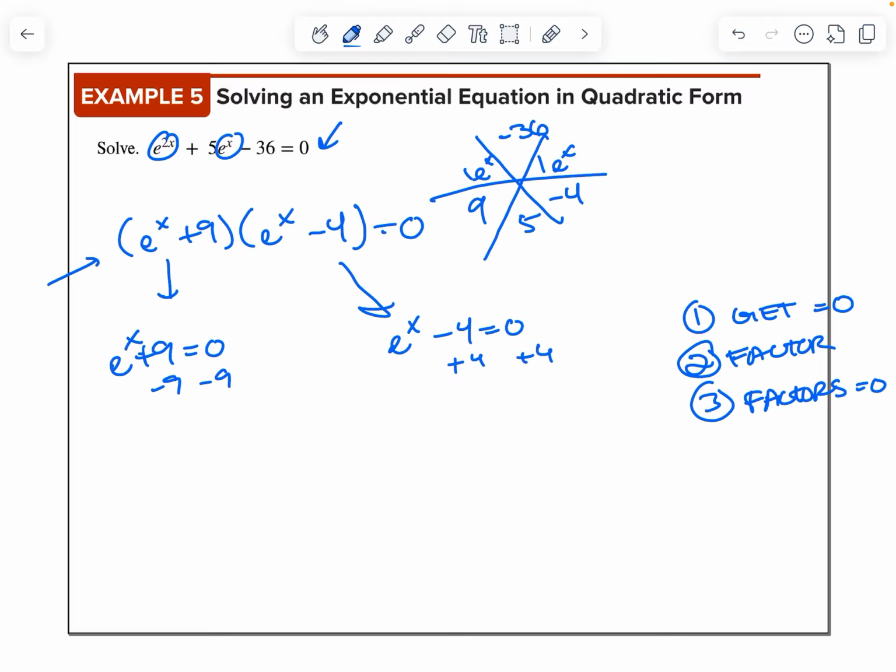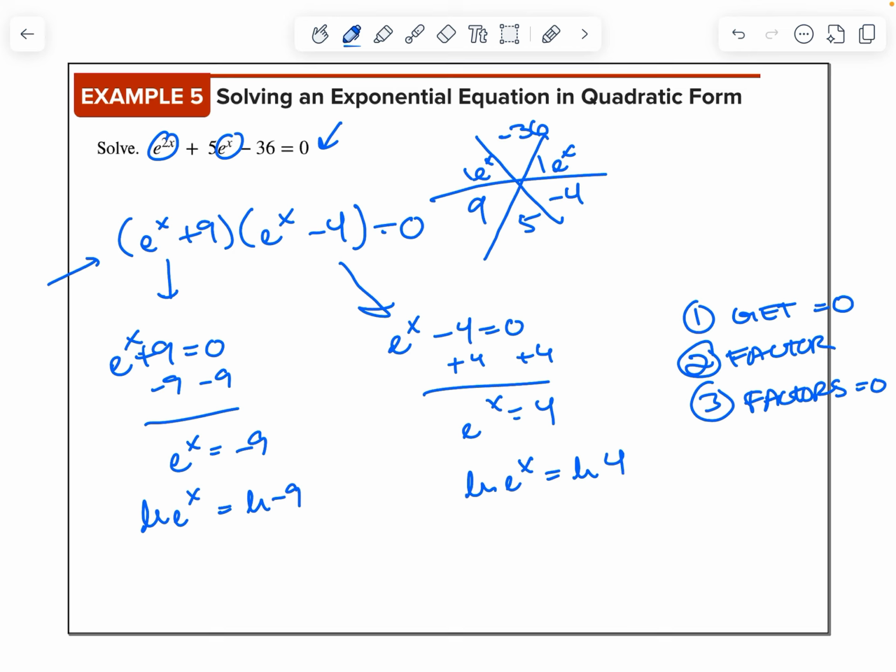And if I want to get x by itself, remember, to get it out of the exponent, I need to do a log base e on both sides. That means ln. And then I'll have just x equals ln negative 9. Just x equals ln 4.